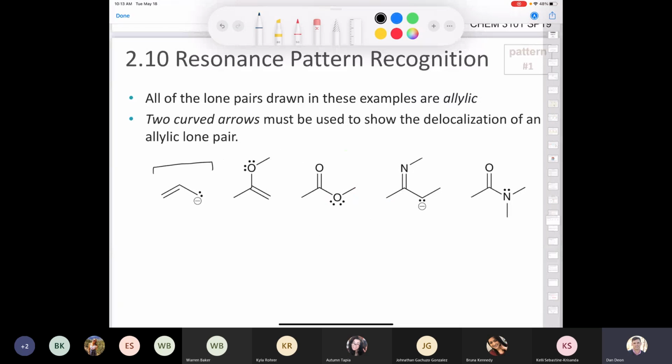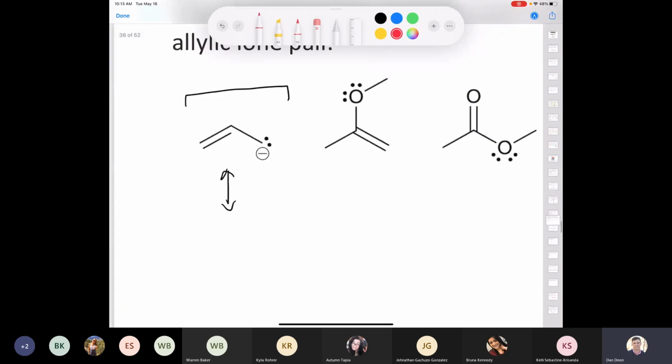We have an allylic carbanion. So how would we show the resonance of this? We're going to take that lone pair and make a new pi bond between this carbon and this carbon. Then we're going to take this pi bond and put a pair of electrons over here, so that we end up with this resonance contributor, like this. How do I know that's an allylic lone pair? Again, this is a vinylic position. This is an allylic position. There's a lone pair on it, therefore it's an allylic lone pair.